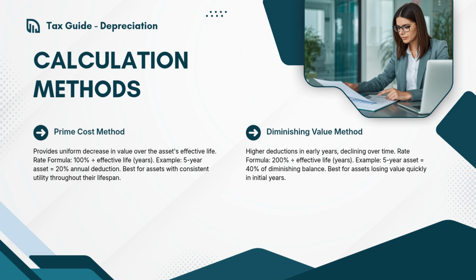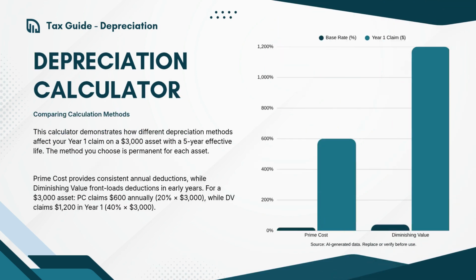Because diminishing value gives higher deductions up front, it is the most popular choice. However, if a client expects to be in a higher tax bracket in the future, prime cost might be strategically better. Remember, once you choose a method for a specific asset, it is locked in forever. To help visualize how these two methods compare based on different asset parameters, here is an interactive depreciation calculator.